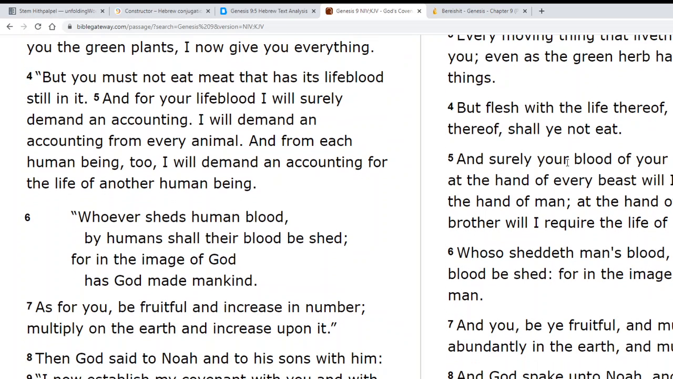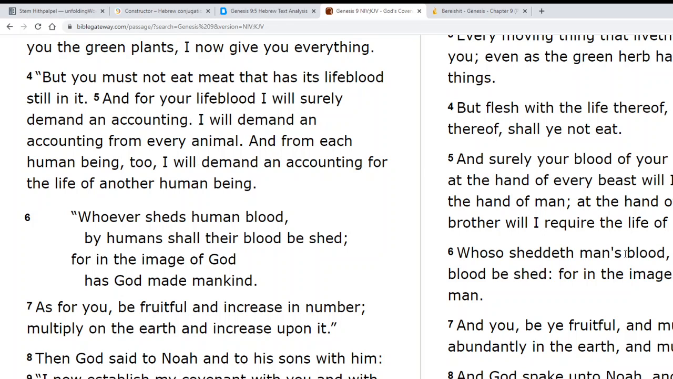Verse 9. And surely, so they're translating ach as surely. Your blood of your lives will I require. At the hand of every beast will I require it. And at the hand of man. At the hand of every man's brother will I require the life of man. Right? And what exactly that means, I think the next verses explain, right?